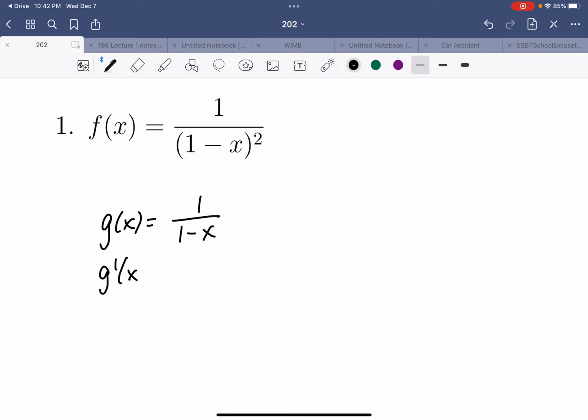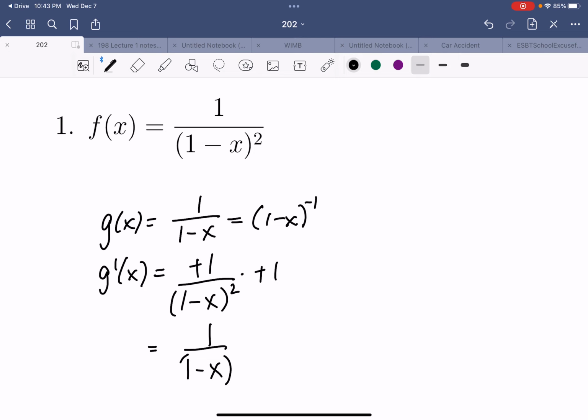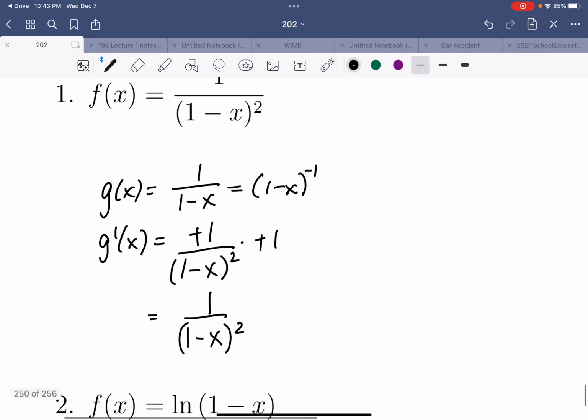Then g prime of x is, let's see, this is (1 minus x) to the negative 1. So if I take the derivative, that's negative 1 over (1 minus x), decrease your exponent by 1, so it becomes squared on the bottom, times the derivative of the inside, which is negative 1. And those negatives cancel. So this actually turns out to be exactly what we want. So the function we want, which is this one here, is the derivative of the function that we know.